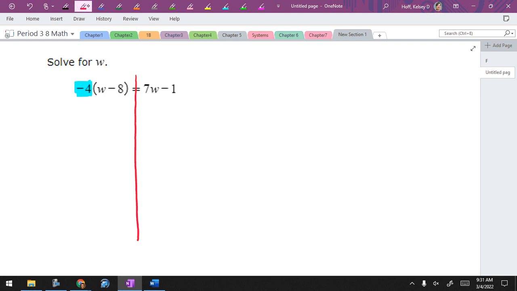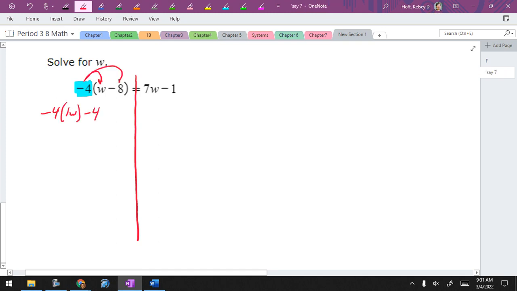Remember, it's a -4. So -4 is going to multiply times 1W. -4 is going to multiply times -8. I'm going to stay on that left-hand side and simplify this. -4 times 1W is -4W. -4 times -8 is actually a positive 32. -4 has a W, 32 does not, so we cannot combine those.